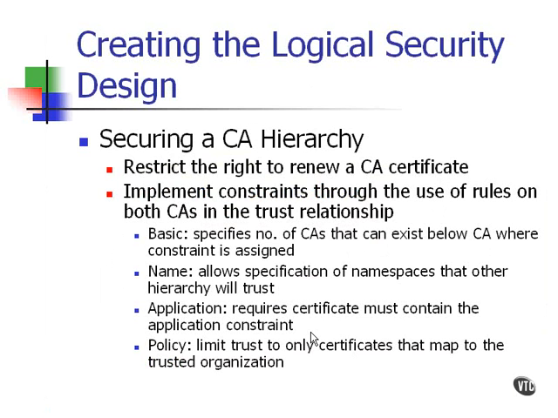So all of these constraints you can implement, as well as restricting the right to renew a CA certificate. All of these things can be used in conjunction with one another to help you secure your CA hierarchy, and these are certainly things that you should be familiar with come test time.